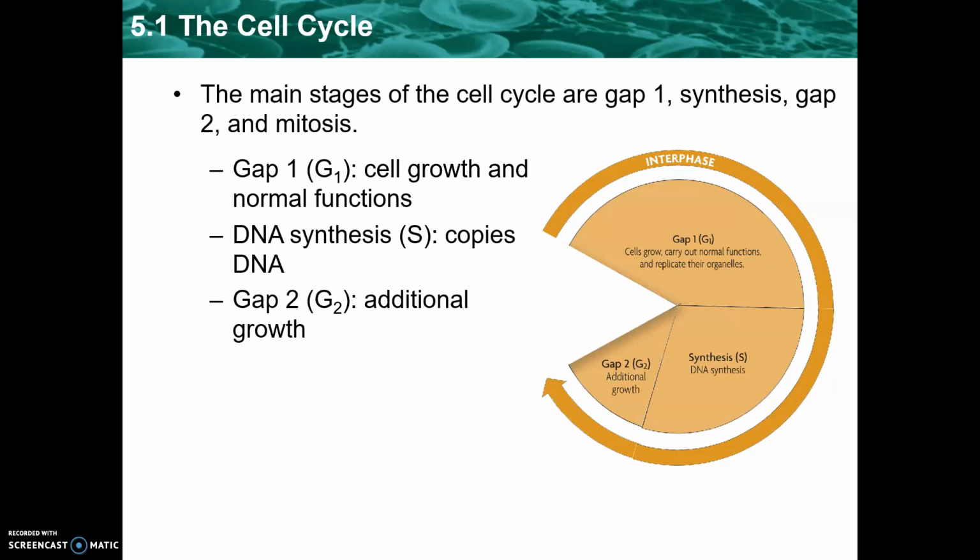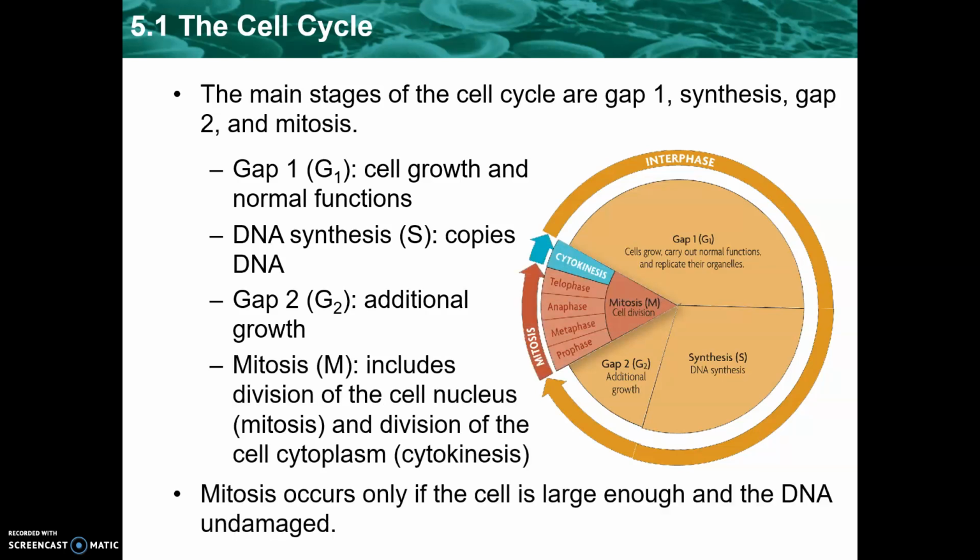After the DNA has been copied, there's one additional growth phase. A cell will continue dividing, making sure that it has enough organelles and has all the proteins that it needs to undergo the process of mitosis. So then when mitosis begins, again, the M phase right here includes all of mitosis and cytokinesis.